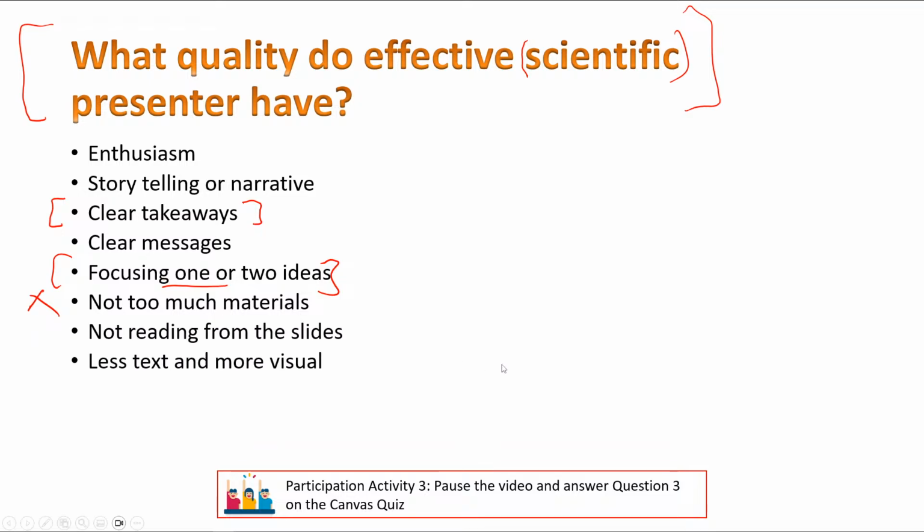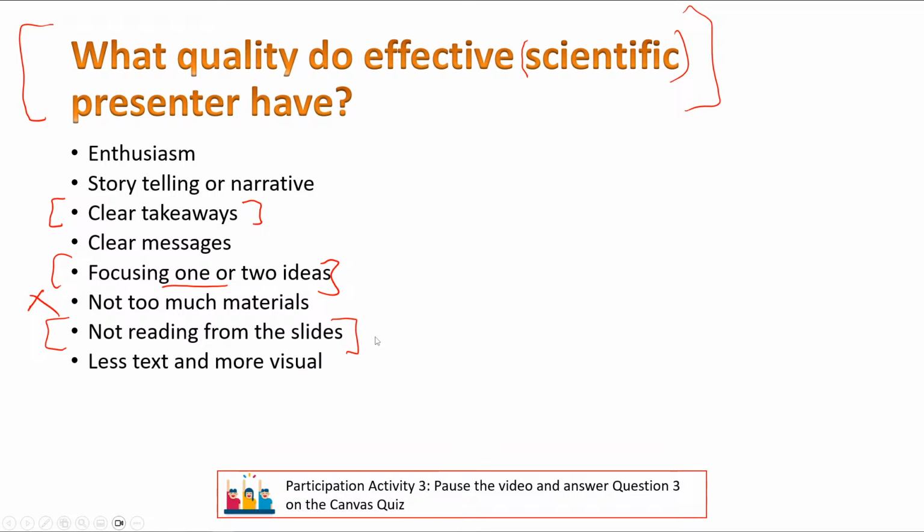Not reading from slides. That's important, and that is one of the main differences between presenter-centric and audience-centric presenting. We will talk about this in detail, why not reading from slides or having too much text in the slides is a very bad idea. There are some neuropsychological reasons and evidence for that.